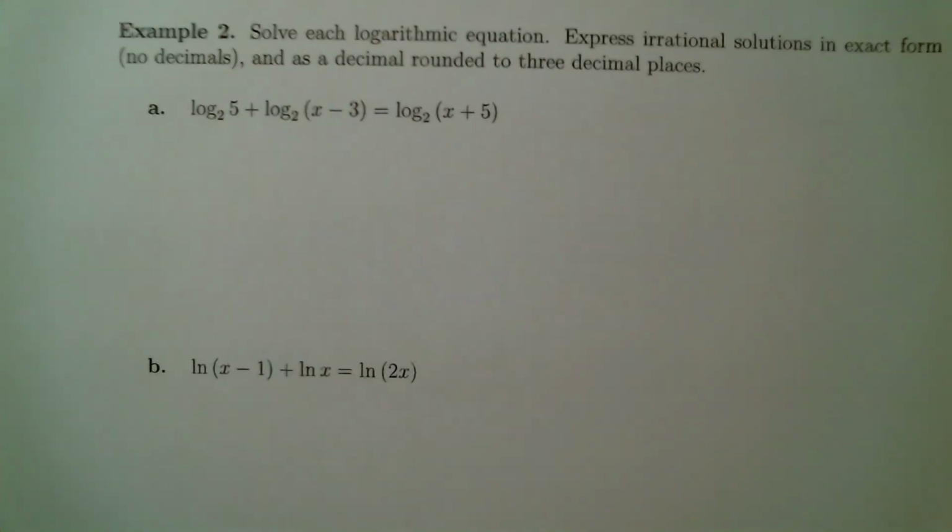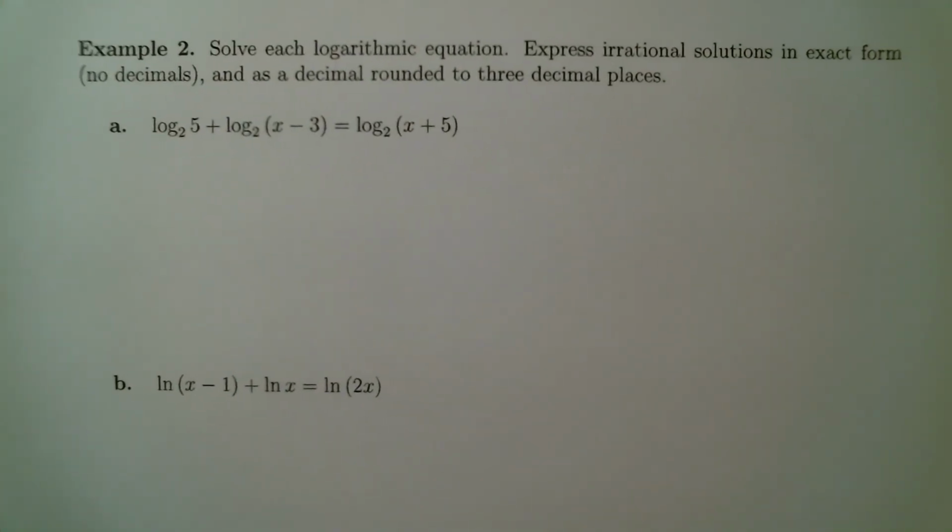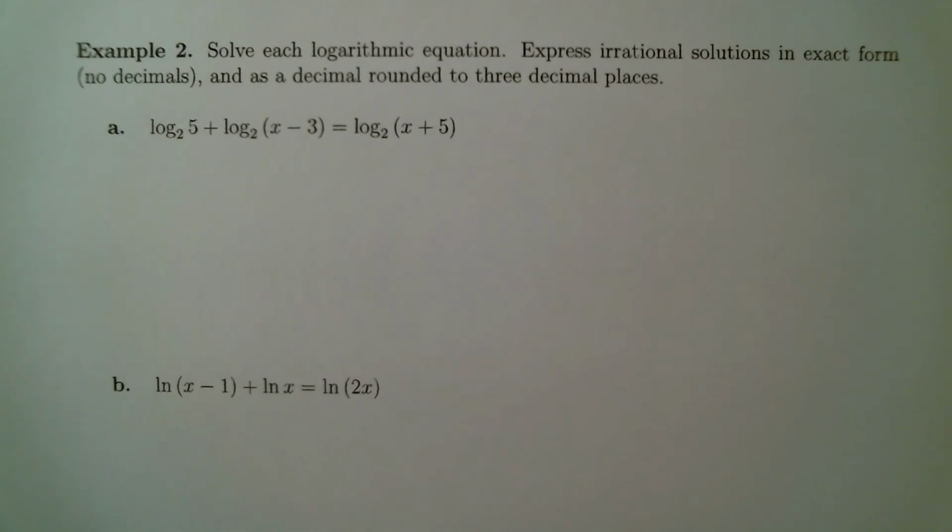Let's get the directions here. It says solve each logarithmic equation, express irrational solutions in exact form, no decimals, and as a decimal rounded to 3 decimal places. In part A, our equation is log base 2 of 5 plus log base 2 of x minus 3 is equal to log base 2 of x plus 5. First of all, the good news is they are all log base 2.